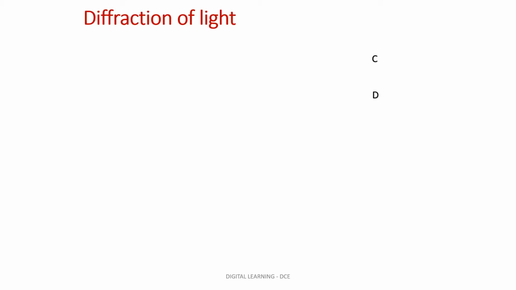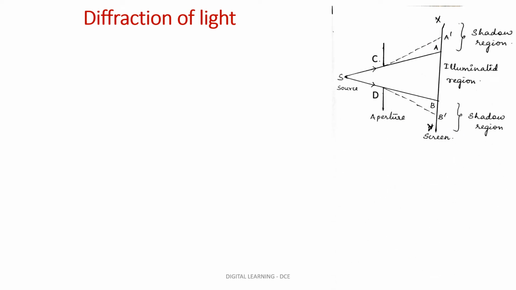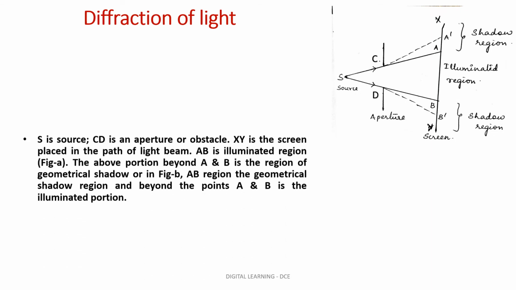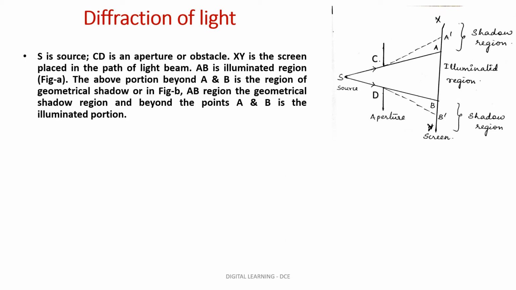Let's see what is diffraction. We have learnt always that light travels in a straight line, which is also called rectilinear propagation of light. To understand this phenomenon, let us take up this figure. S is a source of light, and the aperture is a small opening, and we have a screen at a certain distance from the aperture CD.